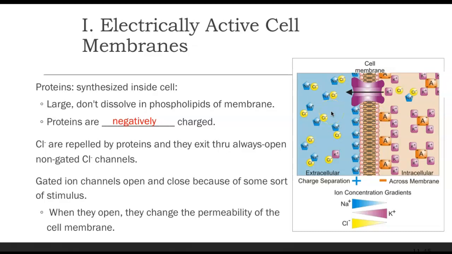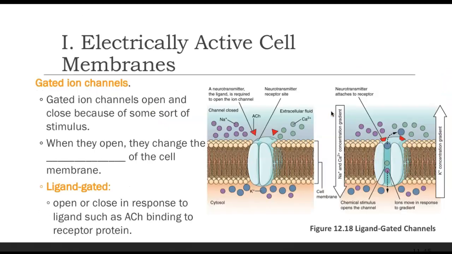And we have some gated ion channels that are going to open and close because some sort of stimulus takes place. And when they open, they're going to change the permeability of the cell membrane, and we're going to use this in order to achieve an action potential. So let's go ahead and review some of the different channels and receptors that we have along cell membranes. So first we'll talk about gated ion channels. What that means is that they will open and close because of some sort of stimulus taking place.